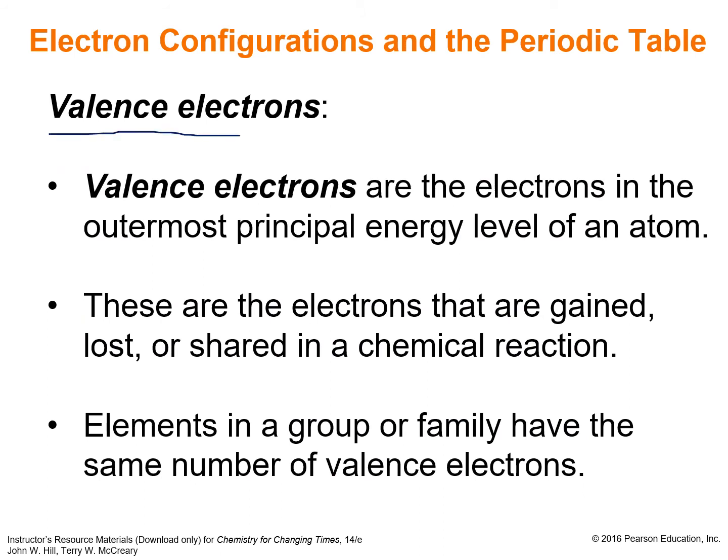Another term which is very important in electron configuration, and also in the way the elements are arranged in the periodic table, is the valence electron. Valence electrons are the electrons in the outermost principal energy level. Because these electrons are in the outermost level, it is easy to gain, lose, or share them in a chemical reaction. So the elements in a group or family have the same number of valence electrons.